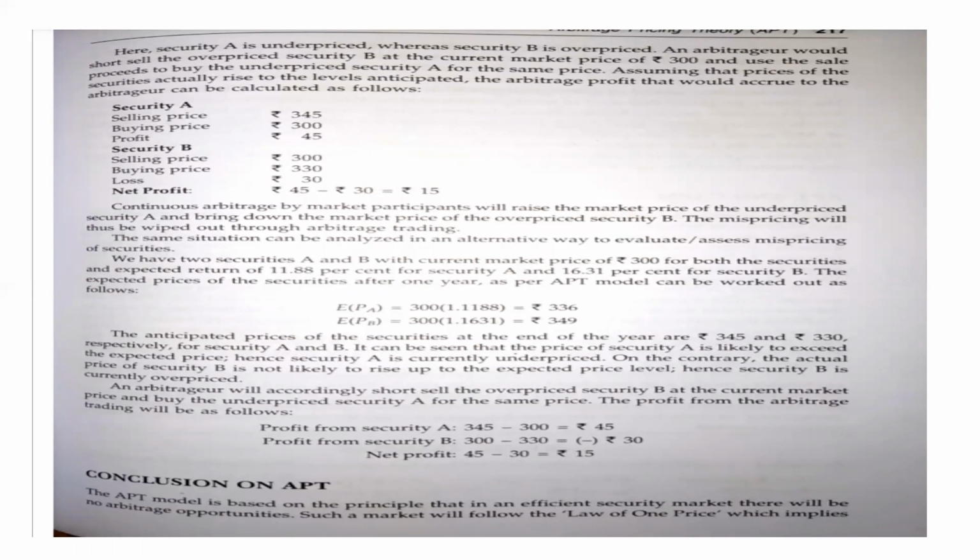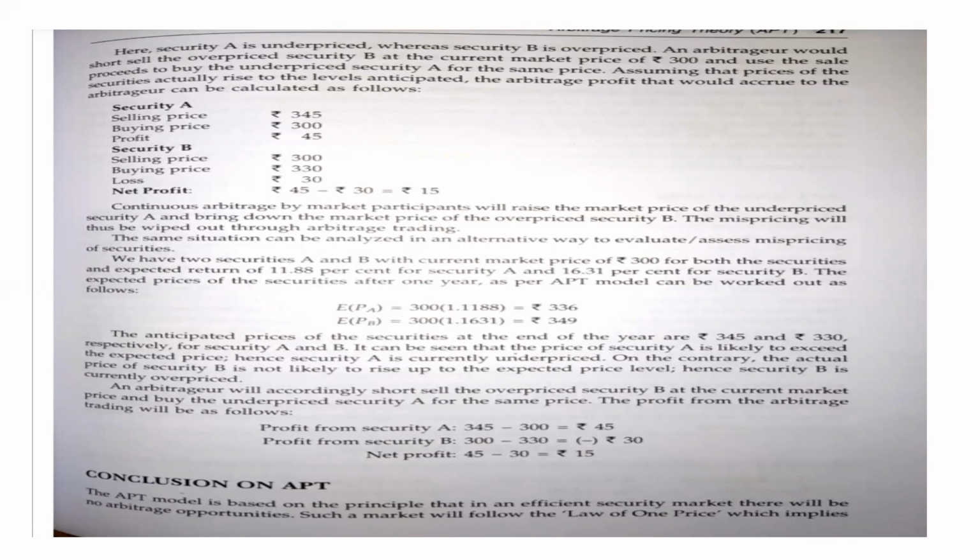Right now it is rupees 300. What is the price after 1 year? To calculate that, we take the current market price into 1 plus 11.88 divided by 100. So we are going to get 300 into 1.1188, which is 336. In the same way, we have calculated the value of the second security also. So the anticipated prices are 345 and 330. We are expecting that the price will increase to 345 and 330.